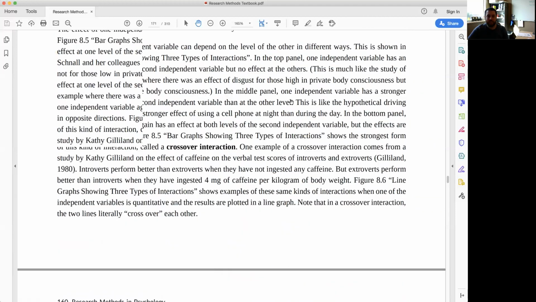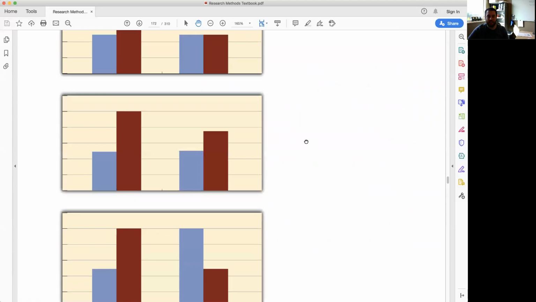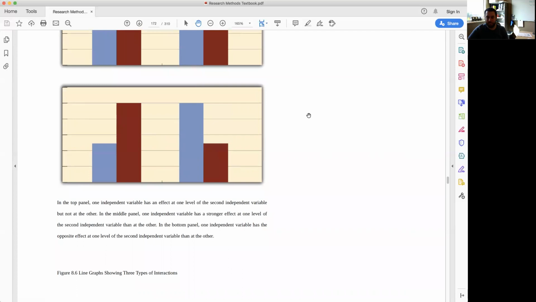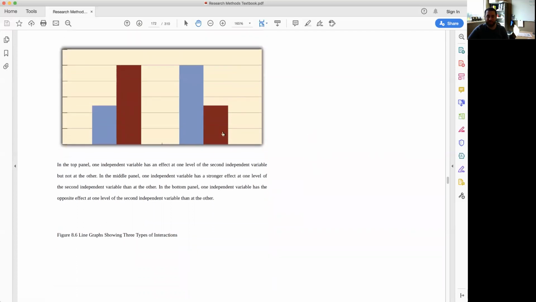So again, without trying to just bombard you with information, because interaction effects can get very complicated very quickly, just going to try to leave it at that base level. And if you have questions about it, please do not hesitate to ask, because you will be dealing with main effects and interactions for your papers.